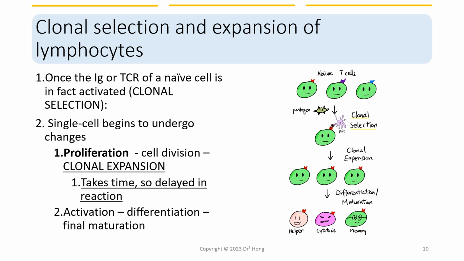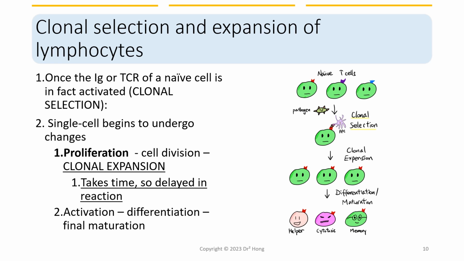After this activation, this single cell begins to undergo changes. Namely, the first one would be proliferation, meaning cell division. They're going to expand their number, clonal expansion. Here in the graph, I show that one of them with the red colored receptors expanded from 1 to 3. Now it takes time for cells to divide, so that's why our adaptive immunity takes time. So there's a delay in reaction. After it's expanded, it's going to further activate and differentiate into the final mature stage into either helper cells, cytotoxic T cells, or memory cells in terms of the T cells.